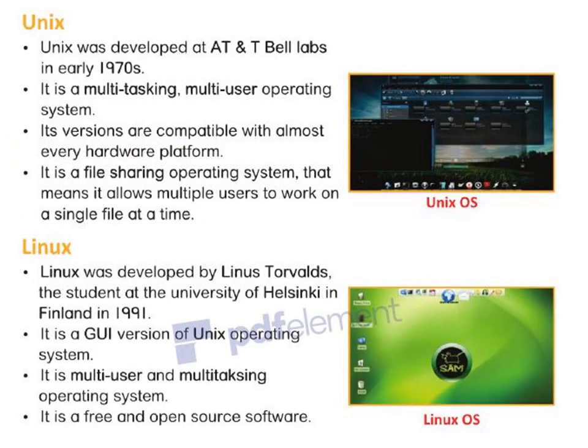Next, Unix, which was developed at AT&T Bell Labs in the early 1970s, is a multitasking, multi-user operating system. Its versions are compatible with almost every hardware platform. It is a file sharing operating system. That means it allows multiple users to work on a single file at a time.